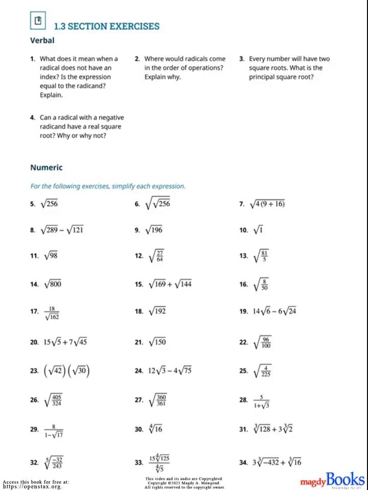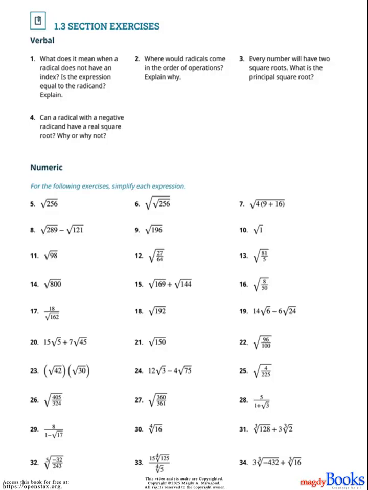23. Open parenthesis, square root of 42, closed parenthesis, multiplied by, open parenthesis, square root of 30, closed parenthesis. 24. 12 square root of 3 minus 4 square root of 75. 25. Square root of 4 over 225. 26. Square root of 405 over 324.